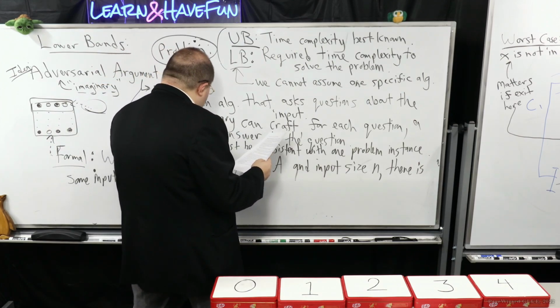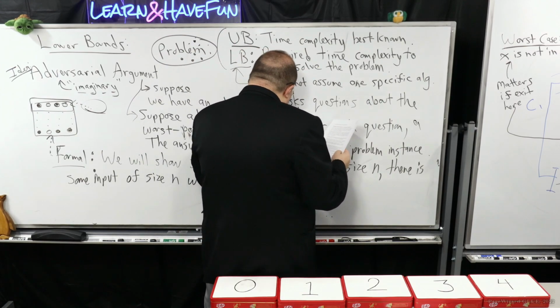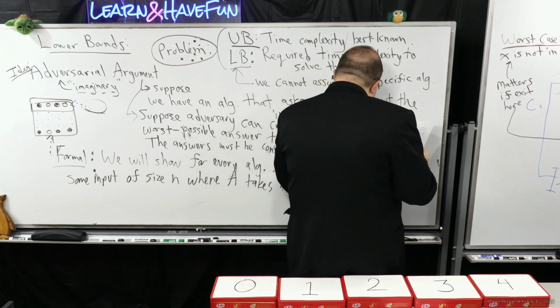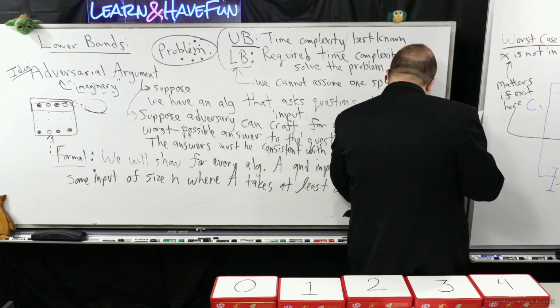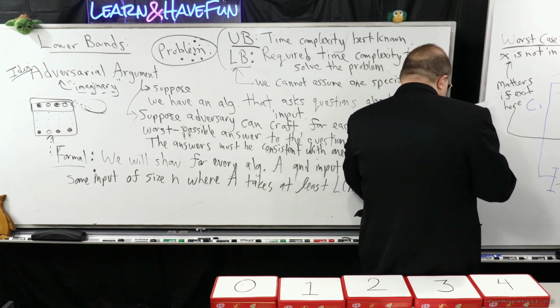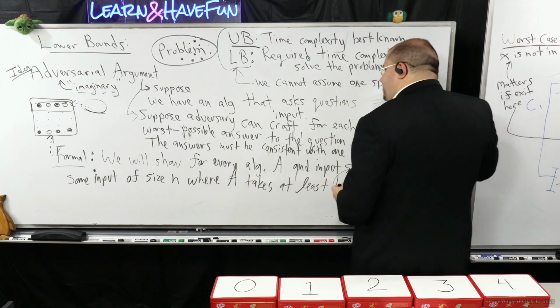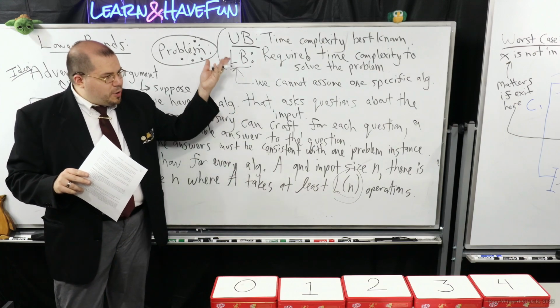where A takes at least L of n operations, where L of n is the lower bound. Whatever we try, we want to make this function L as large as possible.